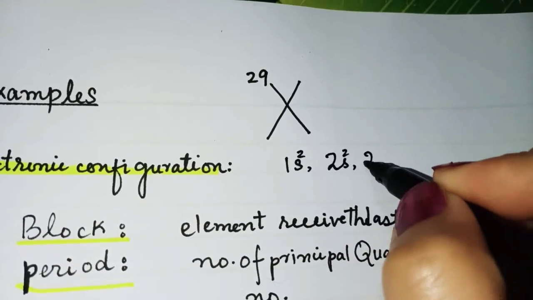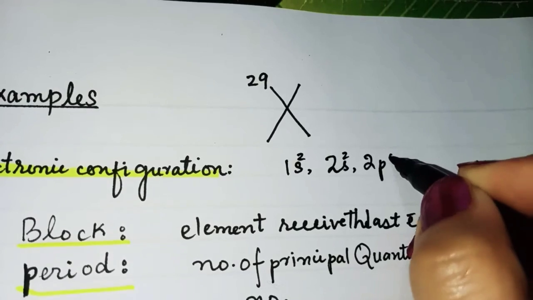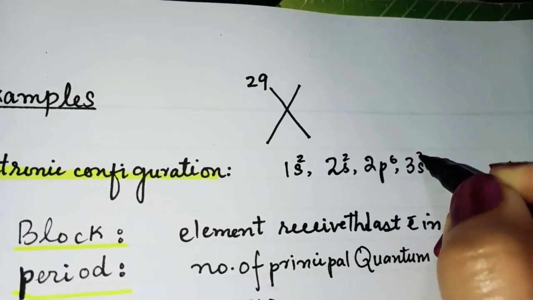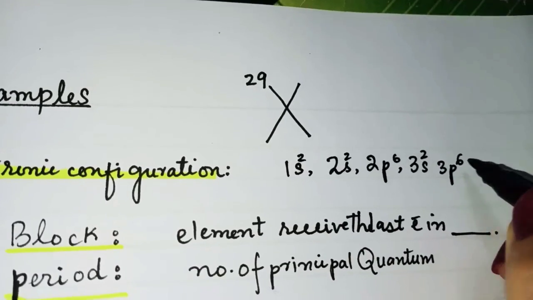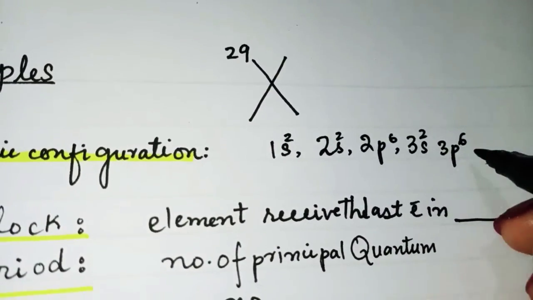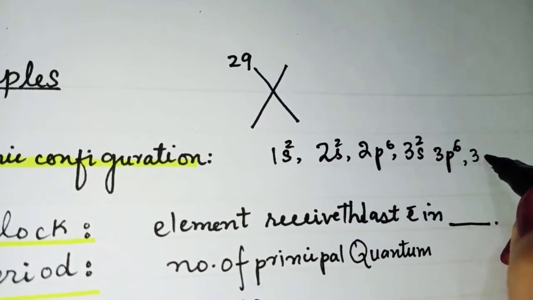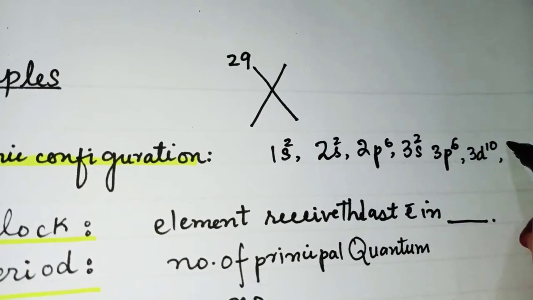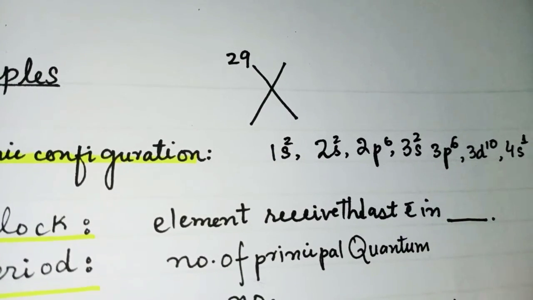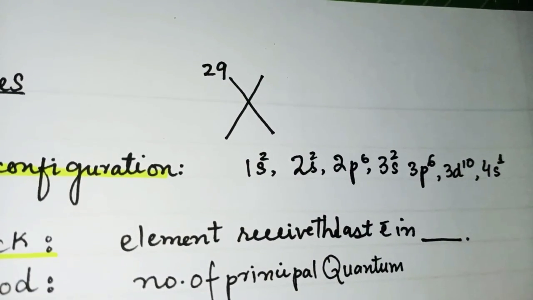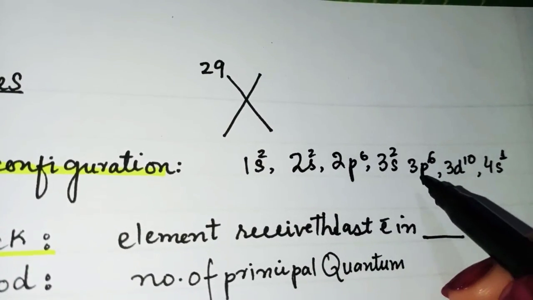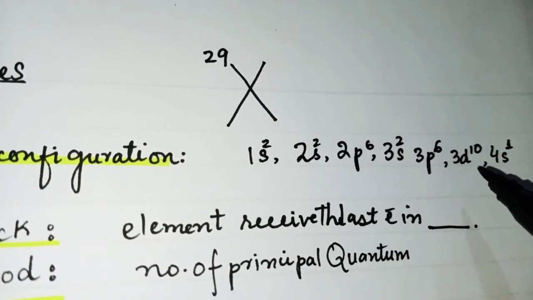2s2, 2p6, 3s2, 3p6, 3d10, 4s1. So here we have the electronic configuration.